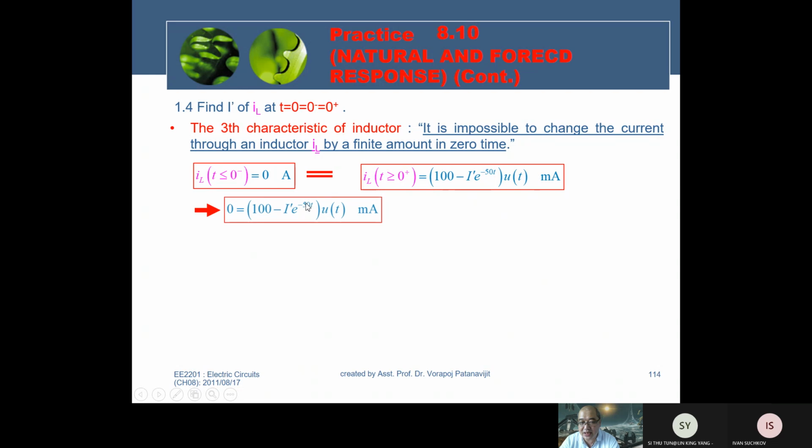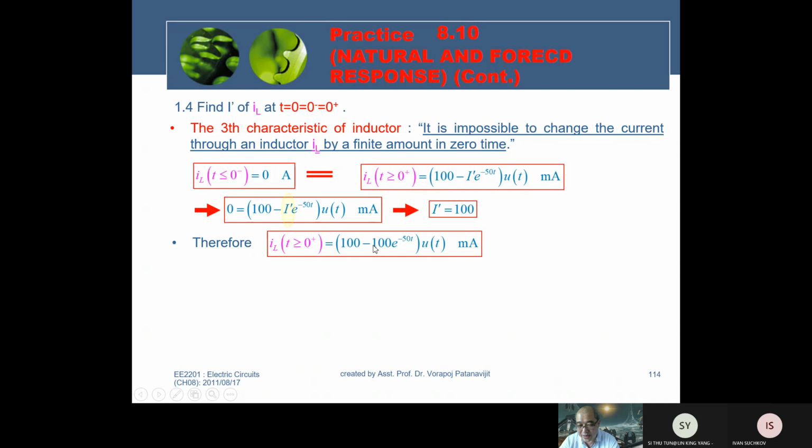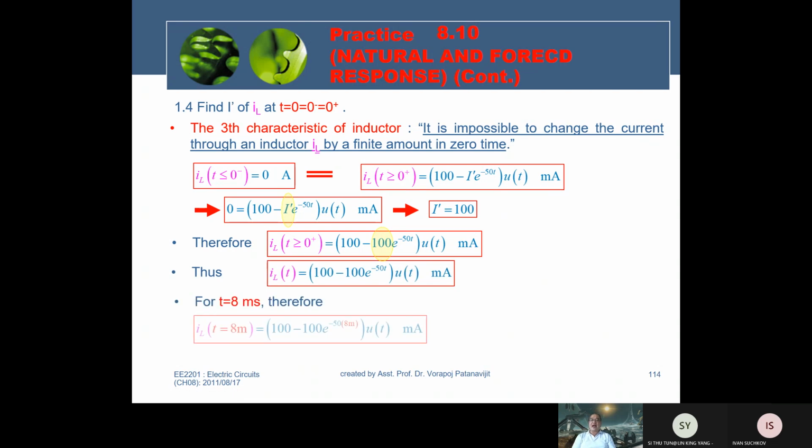You substitute t to be 0 in here. 0 multiplied by minus 50 gives you 0. Anything to the power 0 gives you 1. Therefore, you get I equal to 100. You substitute it back, and this is IL in the general solution form. And if you would like to find IL at time equal to x millisecond, you substitute x millisecond into the general form of IL, and you get 33 milliamp.